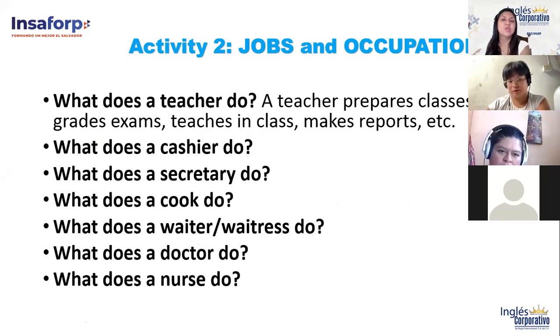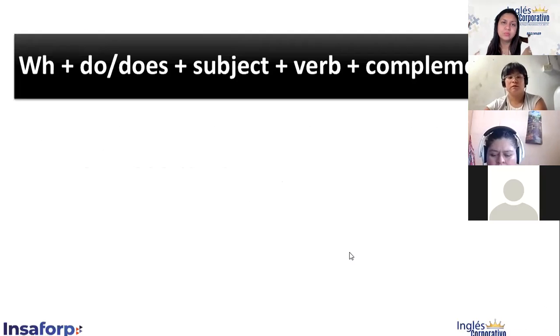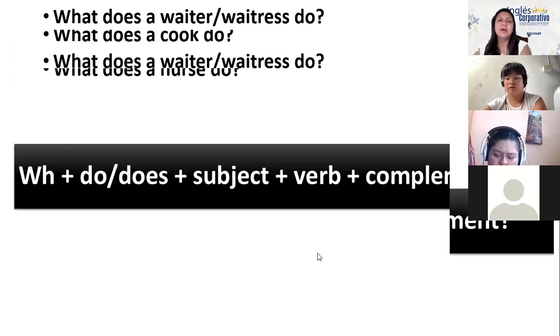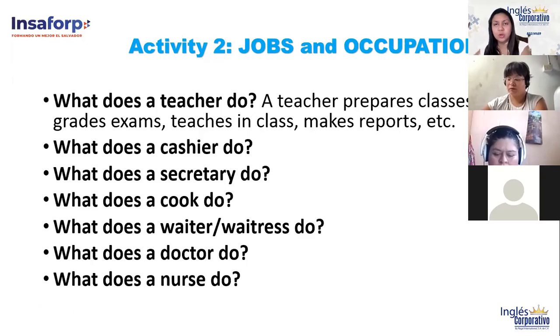So now you are going to write about five jobs. You choose the jobs. And you're going to ask, what does a cashier do? What does a secretary do? What does a cook do? What does a waiter or waitress do? What does a doctor do? What does a nurse do? Okay, so please, in your notebook or in the chat, you can write about five jobs, only five.